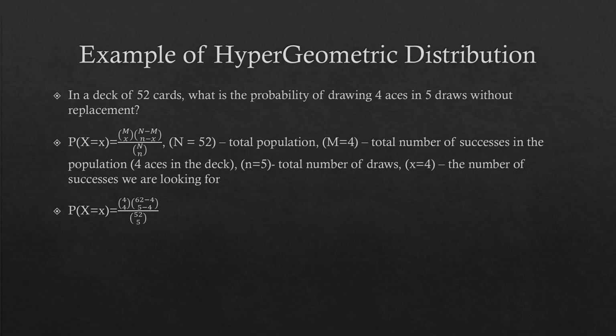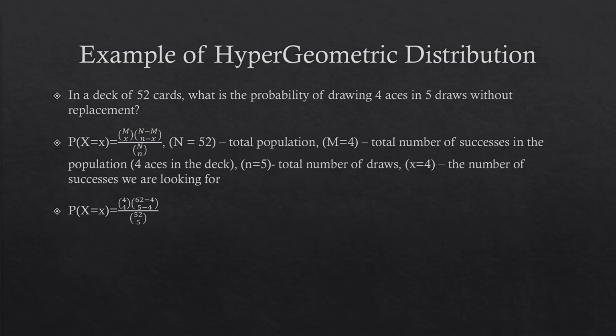So our question for hypergeometric is, if we have a deck of 52 cards, what is the probability of drawing 4 aces in 5 draws without replacement? Because we see without replacement, that lets us know that we're using the hypergeometric, because that tells us that our variables are dependent on each other. So with our equation, we're going to try to find what all the variables mean. So our N is going to be our total population, which is the amount of cards we have in the deck, which is 52. Now our M is going to be equal to 4, which is the total number of successes in the population, because there's a total number of 4 aces that we could possibly get.